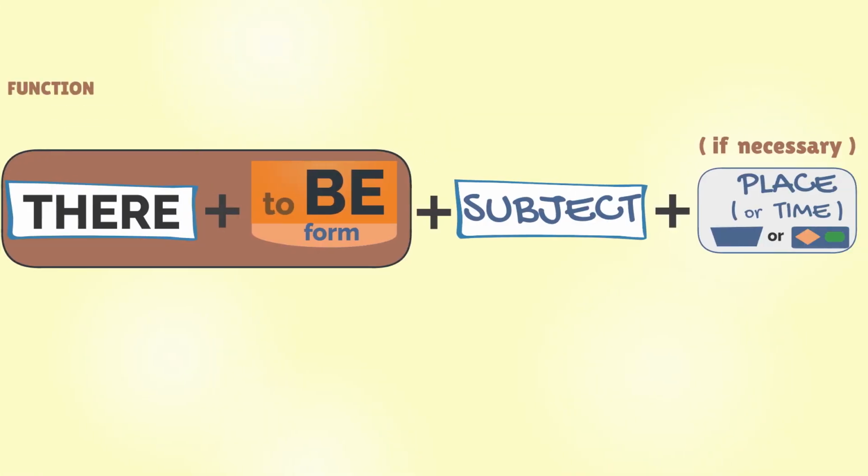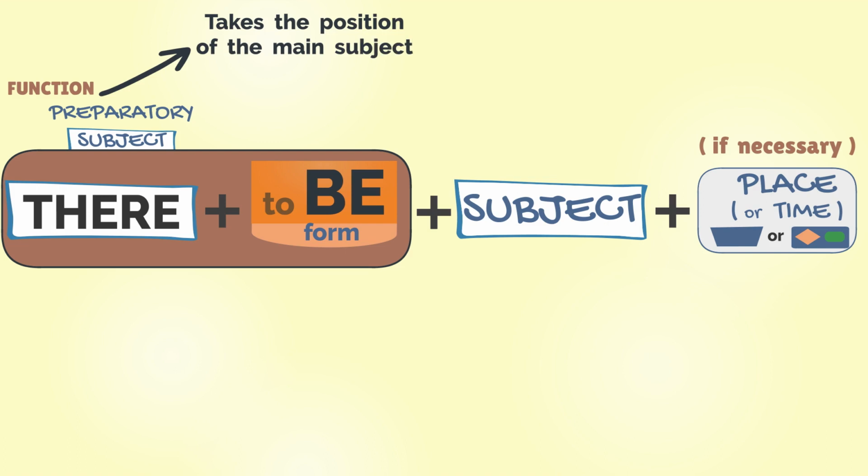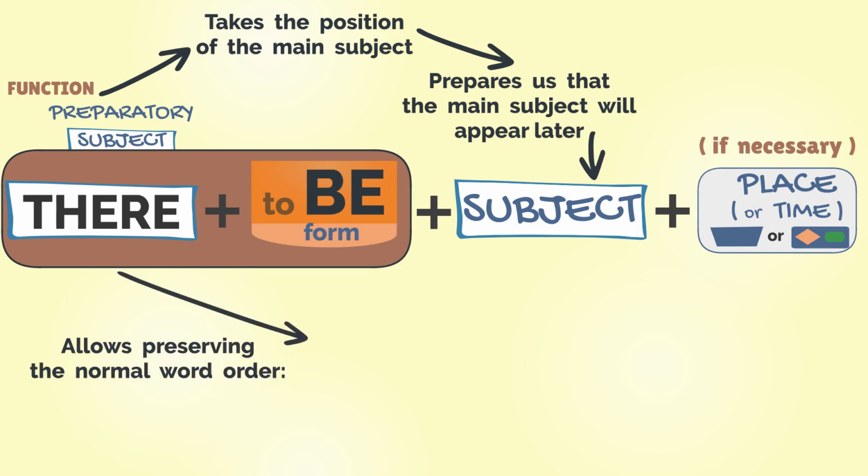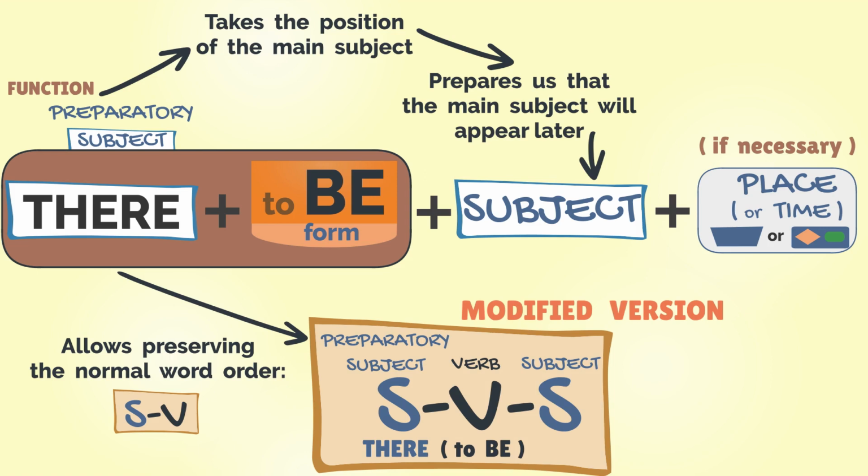There, in this grammatical form, has the function of a preparatory subject. There takes the position of the main subject and prepares us for the fact that this main subject will appear later in the sentence. Thus, this grammatical form allows preserving the normal word order. This is a modified version that looks like this.